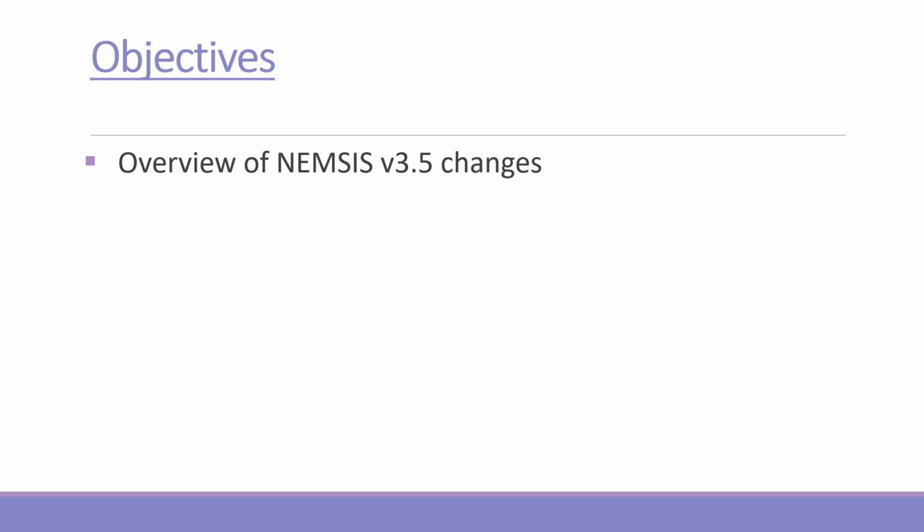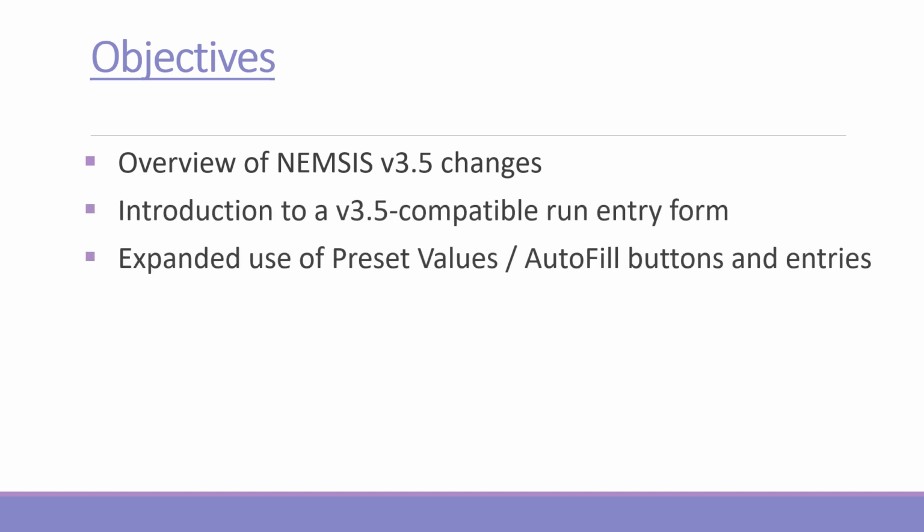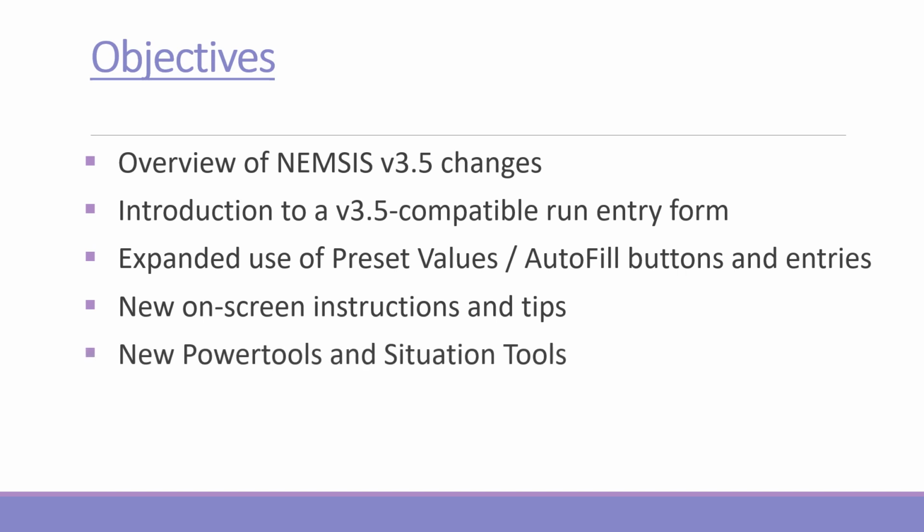So the objectives are to review 3.5 changes and the run form, talk about the expanded use of preset values, or what we call autofill buttons, and then the entries that happen when you choose one of those, and just touching on screen changes like instructions and tips. And I'm going to show you one new situation tool and one new power tool that you probably will want to be familiar with. I know a lot of systems and agencies, as I said, have your own, but for the rest of you that don't have anything like that, this will be helpful.